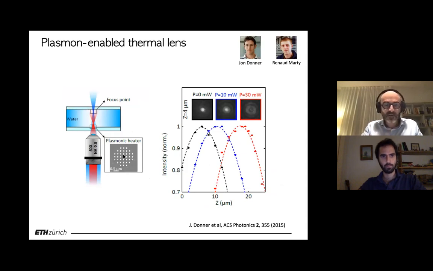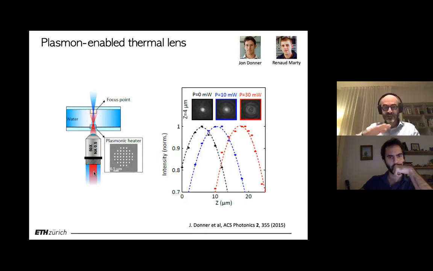John was studying some arrays of plasmonic structures that were immersed in a fluidic chamber. So there is water here. And he was shining light in order to couple to the resonances of these particles, and he had that in the microscope. What he was seeing is that as he was cranking up the power coupled to the resonators, he was seeing a shift in the focus of the microscope. That was a strange observation. Then we realized that there was actually a change of the refractive index in the water that was induced by the heating of this nanoparticle.